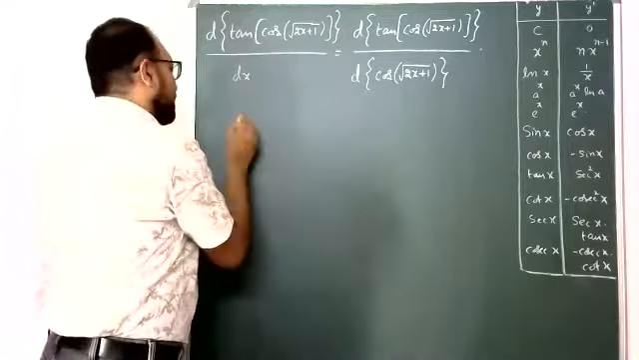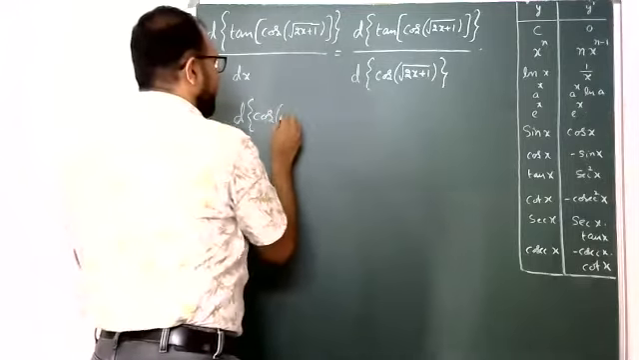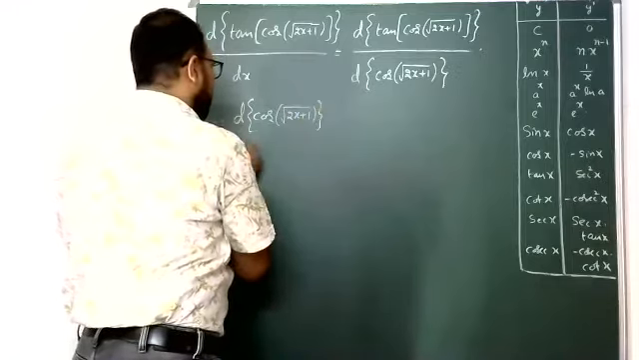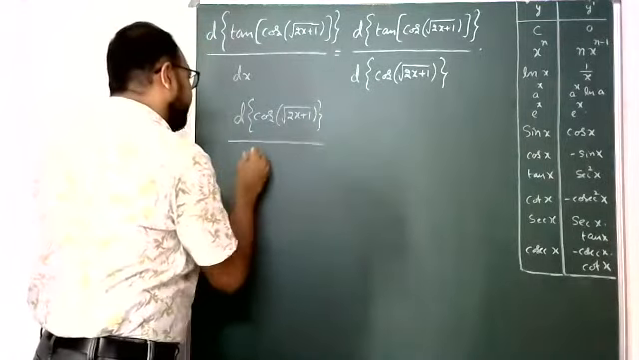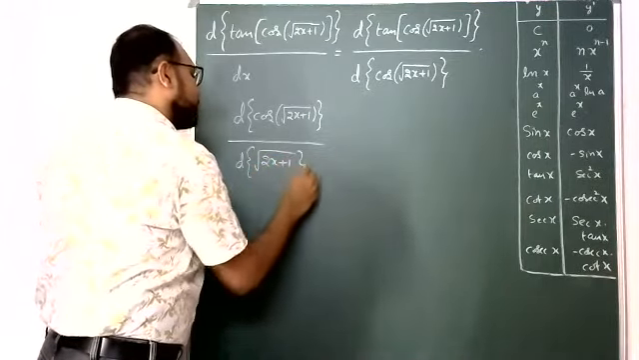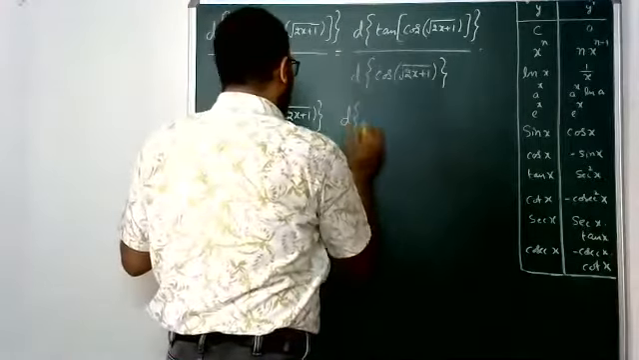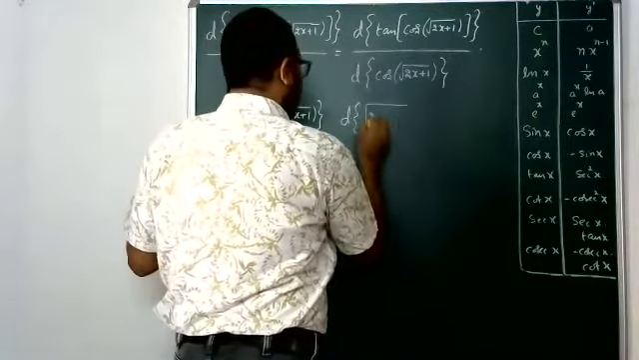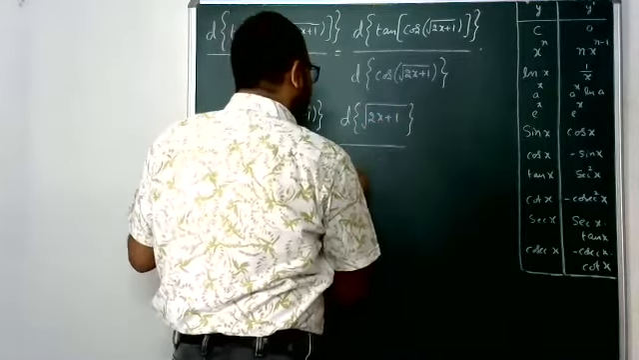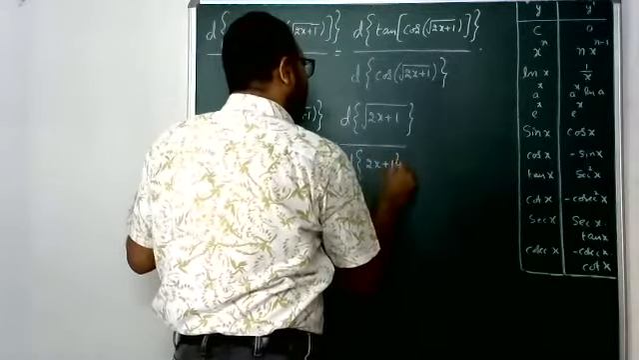Second link, derivative of cos of root 2x plus 1 with respect to derivative of root 2x plus 1, into, again another link, derivative of root 2x plus 1 with respect to 2x plus 1.